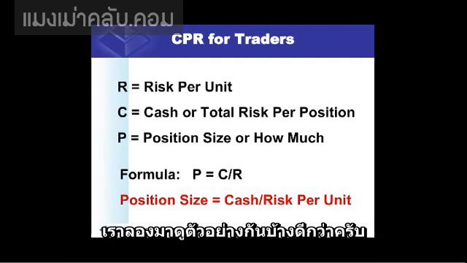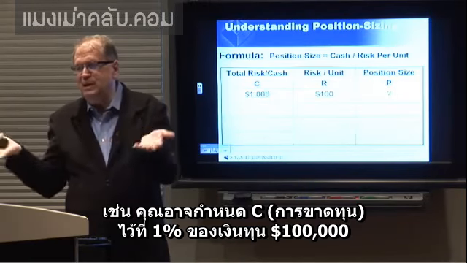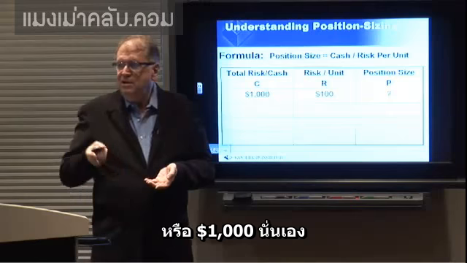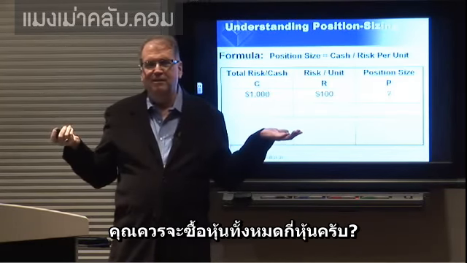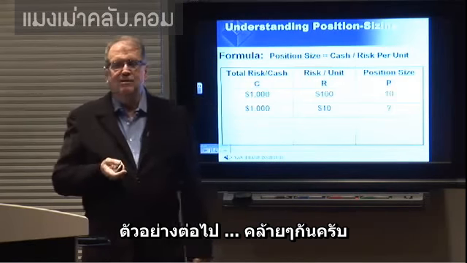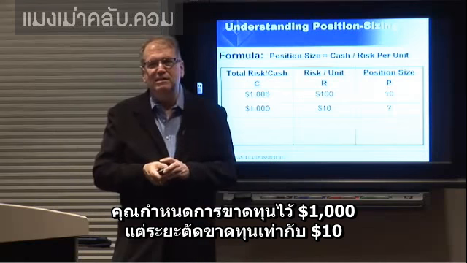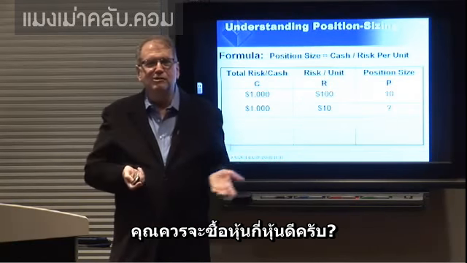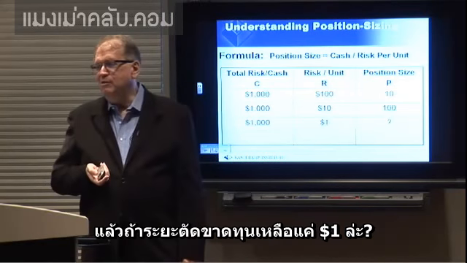So let's look at some examples. Let's say your total risk is 1% of $100,000, or $1,000. Your unit risk is $100. How many shares do you buy? 10. Your next one, same thing, $1,000, but your unit risk is only $10 this time. What's your position size? You got it, 100. Now we'll go down to 1.